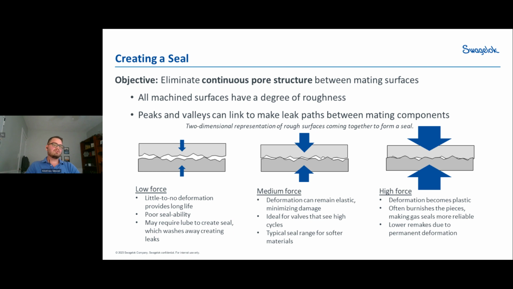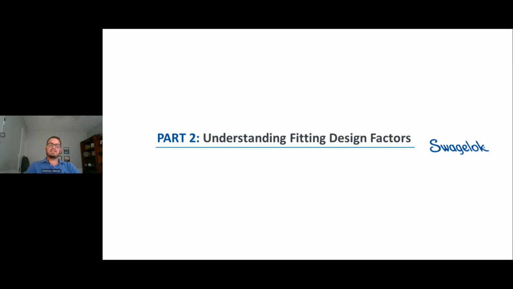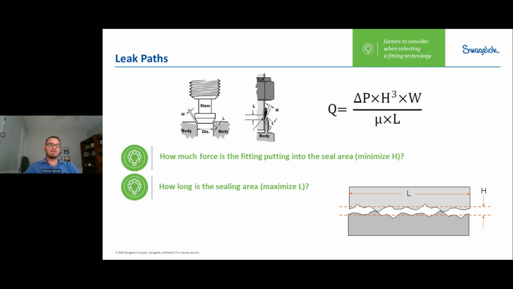All right, we'll move on to understanding fitting design factors. So we mentioned before about various leak paths and how those are created. The equation on the screen is for a flow rate. We've modified the equation a little bit to suit how it would work for a valve. So in the valve stem area, you'll see H, which is that little region between the stem and the body.